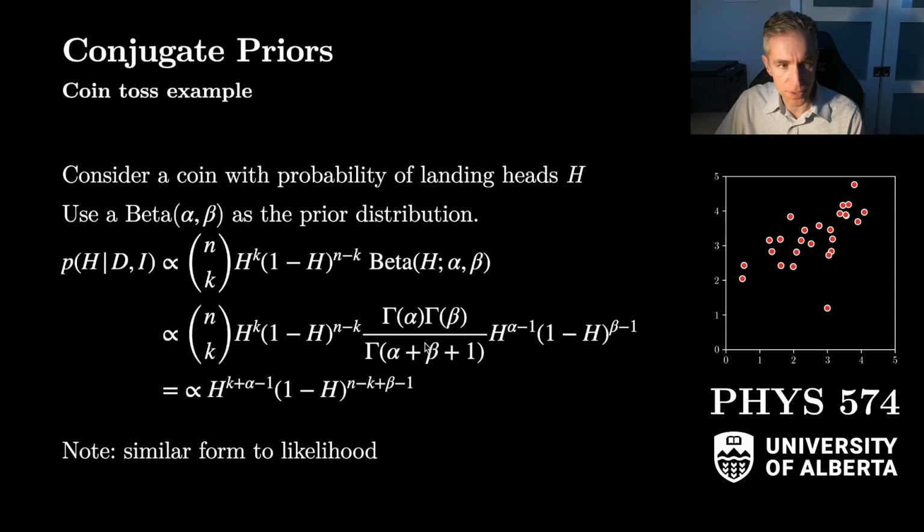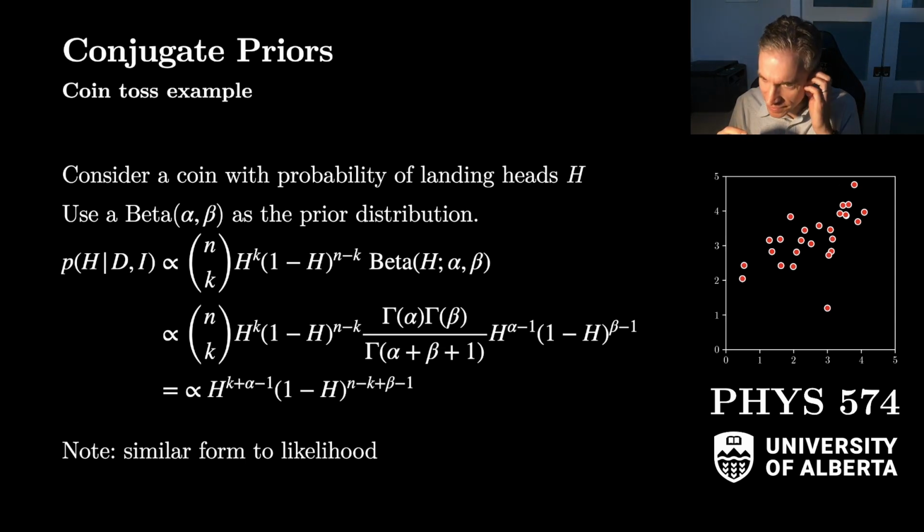the gamma functions, all of those act as constants for a given realization of the data. And so you can look at this as proportional to h to the k plus alpha minus 1 and 1 minus h to the n minus k plus beta minus 1. So this gives us these two functions here, and the similar form of the likelihood means that they merge together and form another beta distribution.